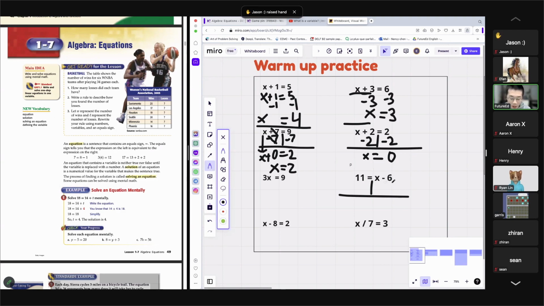So if it's a -6, we want to do its opposite operation, right? So what's the opposite of a negative? Positive. So positive what? Positive 6. Okay, I do -6 plus 6, I put in x, and I have x equals 11. Is that the answer?